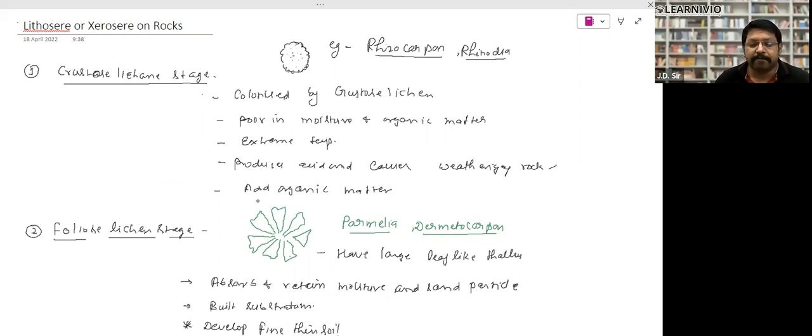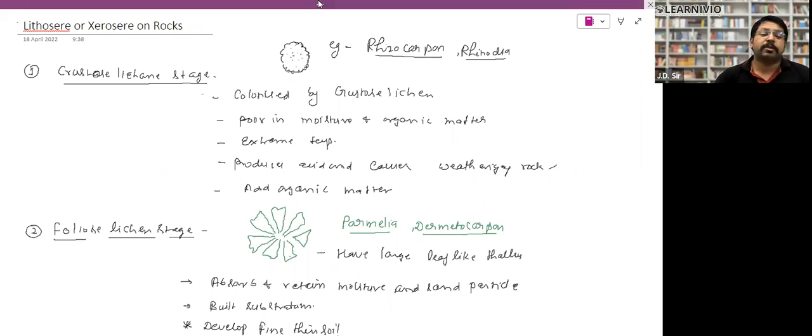And when these lichens die, due to death and decay of the lichen, organic matter will be added on. So two things will be added: fine soil because of the weathering of the rock, and organic matter from the death and decay of the crustose lichen. Along with that, because of the temperature difference, where the day temperature is very high and the night temperature is very low, expansion and contraction of the rock take place. So the rock will weather. Weathering of the rock takes place by two things. First, due to the temperature difference, where weathering means breaking down. And second, because of the acid secreted by the crustose lichen.